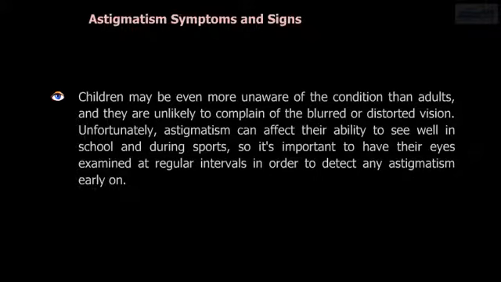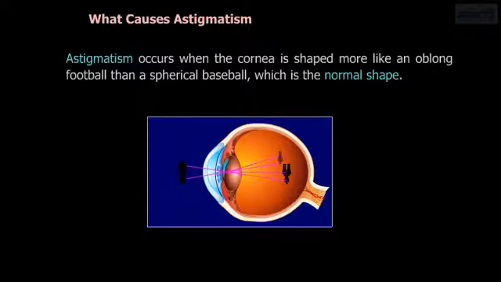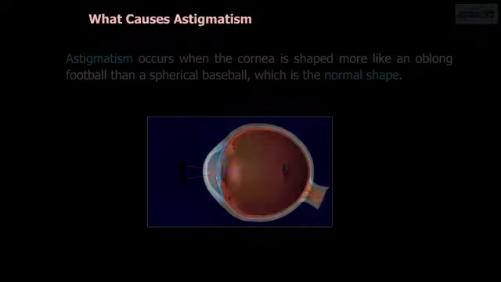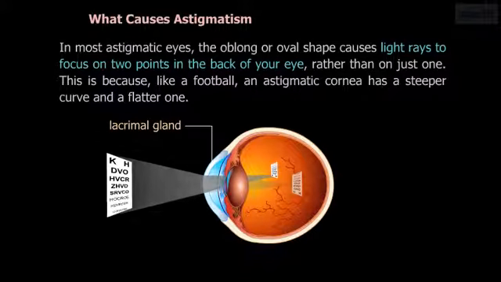What causes astigmatism? Astigmatism occurs when the cornea is shaped more like an oblong football than a spherical baseball, which is the normal shape. In most astigmatic eyes, the oblong or oval shape causes light rays to focus on 2 points in the back of your eye rather than on just one. This is because, like a football, an astigmatic cornea has a steeper curve and a flatter one.